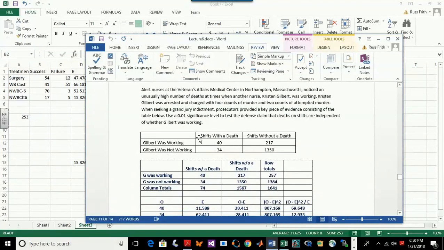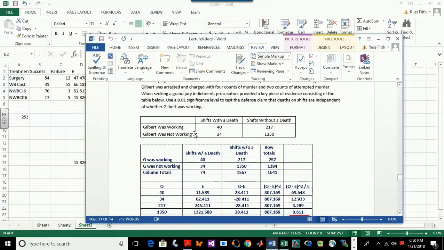Okay, so the null hypothesis is that the deaths are independent. The null hypothesis is not guilty. The alternate hypothesis is proof of guilt, that when she was working, there was a disproportionate number of deaths, and ostensibly she did them. All right, so when Gilbert was working, she had 40 shifts with a death, and there were 217 shifts without a death.